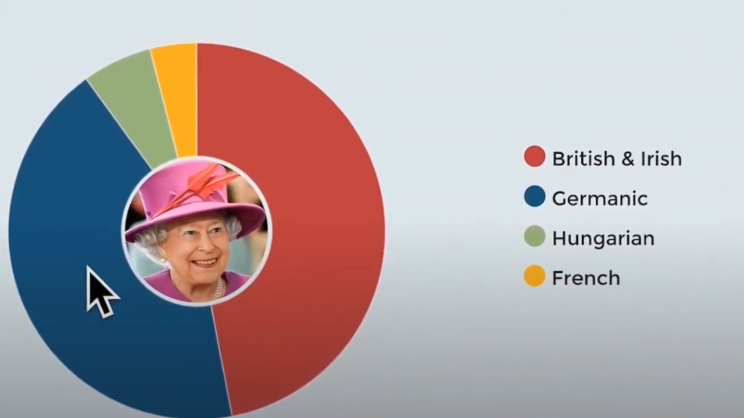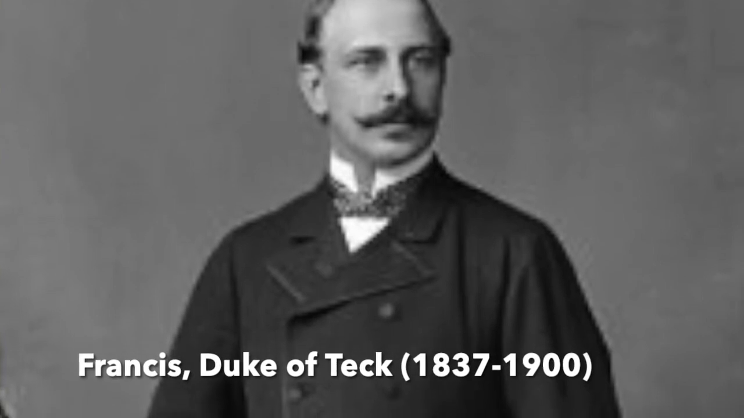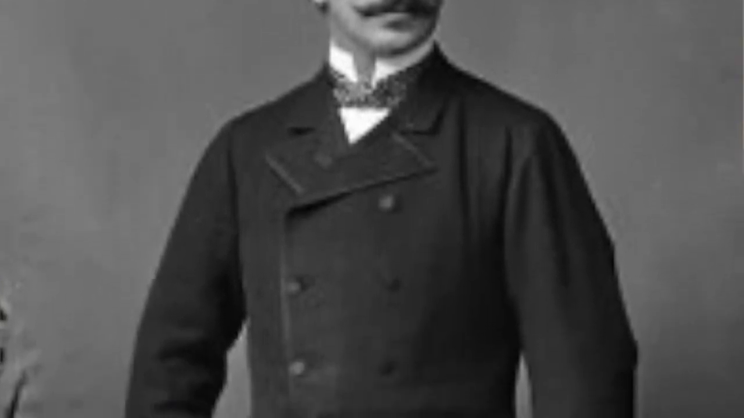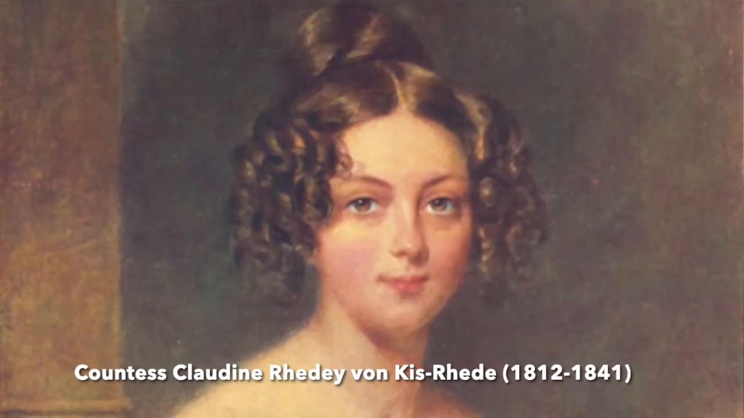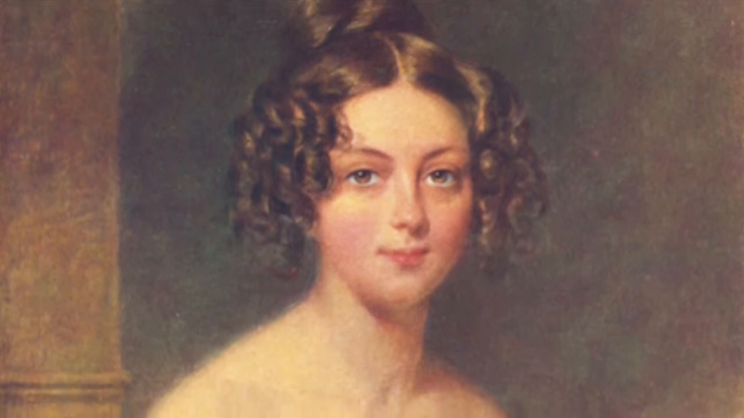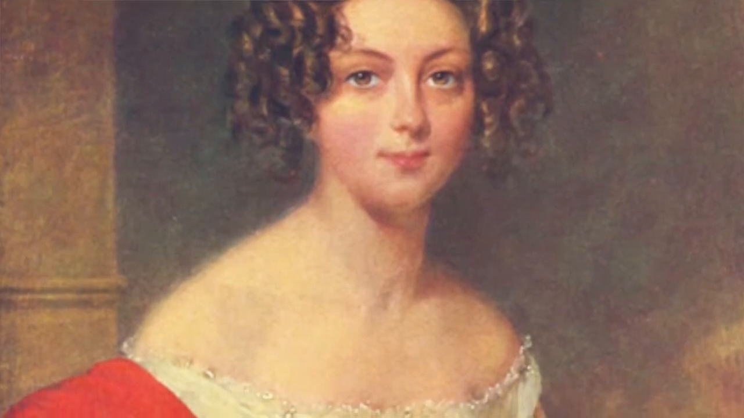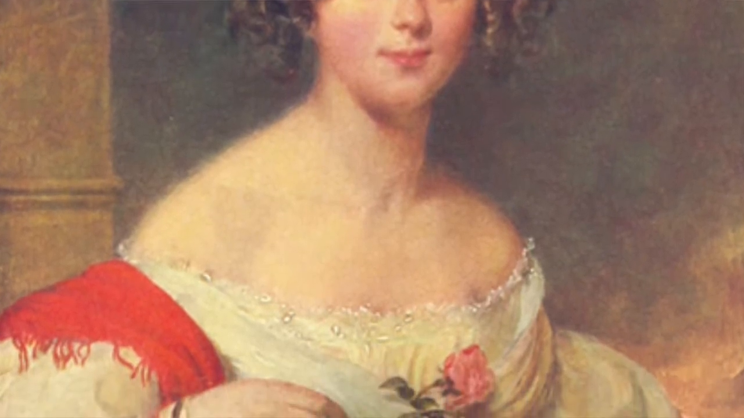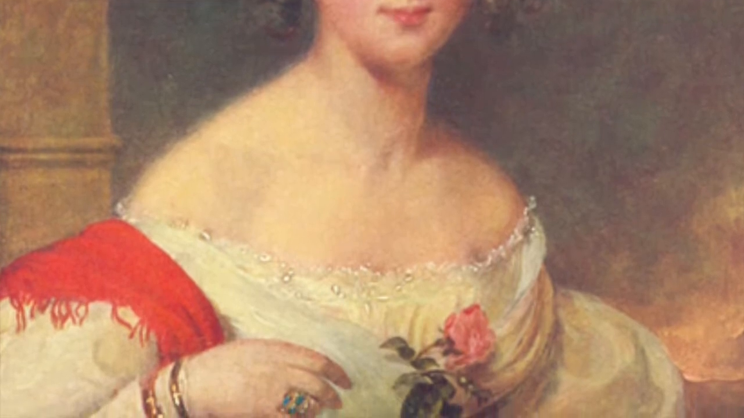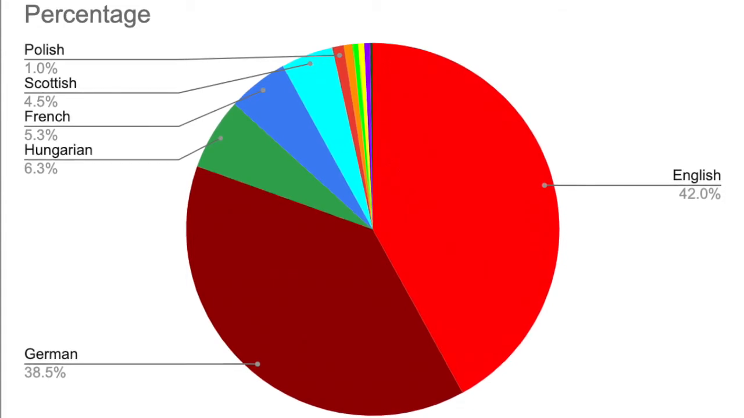But where does this come from? Well, if we look at her great grandfather, Francis Duke of Teck, he was half Hungarian and half a bunch of other ethnicities, mainly German. But this guy's mother, Countess Claudine Rhédey von Kis-Rhéde, I'm sure I'm pronouncing this very wrong, but I don't know how I'm supposed to pronounce it. Anyway, she was fully Hungarian. And so, because Elizabeth II's great-great-grandmother, Countess Claudine, was fully Hungarian, that is where Elizabeth II gets her 6% Hungarian blood from.